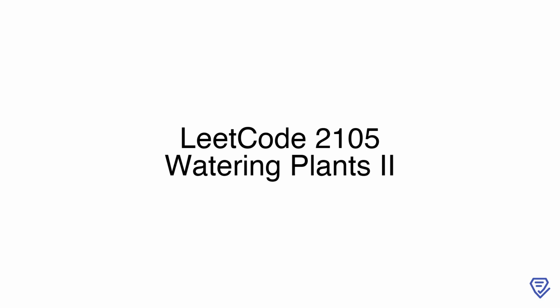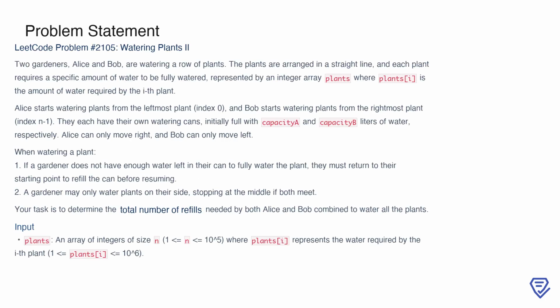Let's dive in. In this problem, we have two gardeners, Alice and Bob, who are tasked with watering a row of plants. The plants are arranged in a straight line, and each plant has a specific water requirement, which is represented by an array called plants. For example, if plants[i] equals 3, it means the ith plant requires 3 liters of water to be fully watered. Alice starts at the leftmost end of the row, at index 0, and moves to the right, while Bob starts at the rightmost end, at index n-1, and moves to the left.